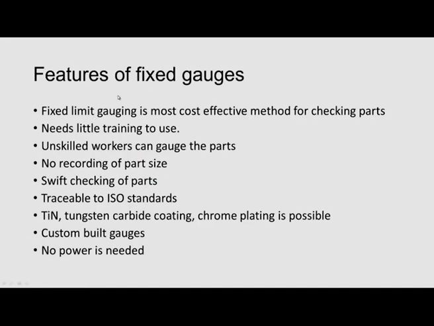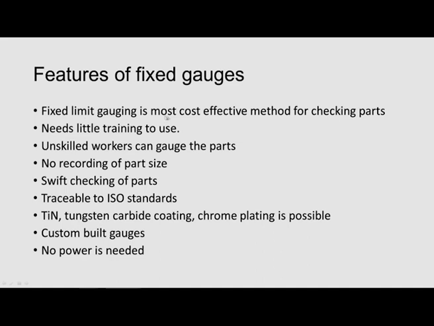Now what are the features of fixed gauges? So these are fixed limiting gauges, that means the size cannot be altered. There are some limit gauges wherein some slight adjustment can be made, they are known as adjustable gauges. We will be studying about those adjustable gauges in a short while.